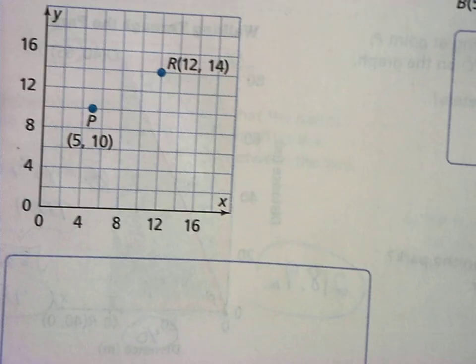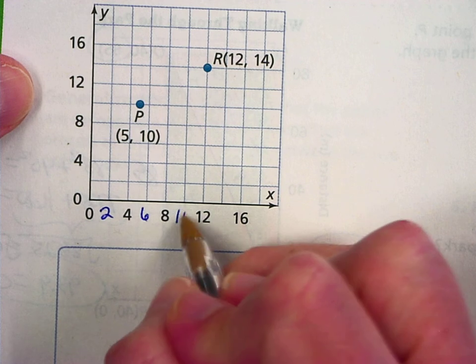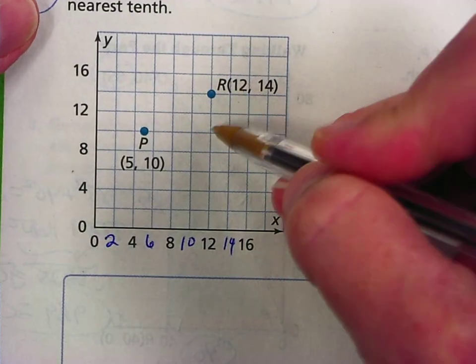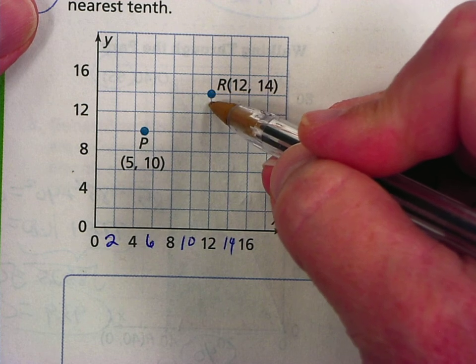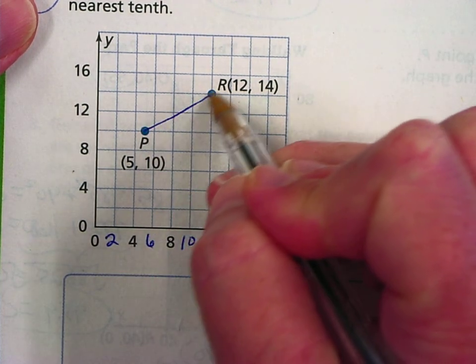Okay, let's try another one, folks. So let's take a look at one like this where, if you notice, the graph is counting by twos. Every line is counting by twos. So if you want to count by ones, you're going to have to move a line at a time to count by ones. Okay, so this says, what's the distance between P and R?